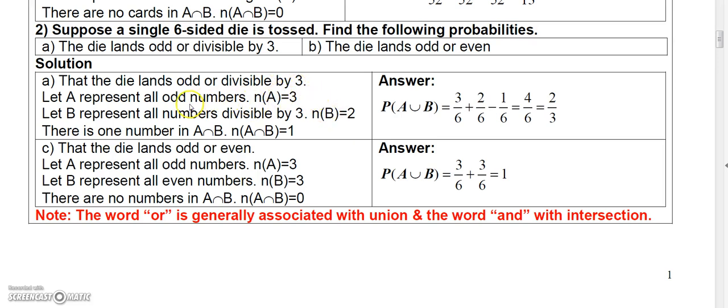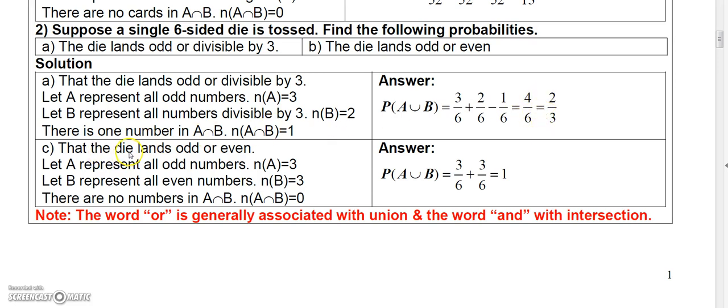Then we want to find how many are odd and divisible by 3. There's only one of those. That would just be the number 3. So the number 3 is the only number we can roll that's both, so we would have one of those. Now the probability of getting A or B, A union B, would be the probability of A, which is 3 out of 6, plus the probability of B, which is 2 out of 6, minus the probability of the intersection, which is 1 out of 6, and this is 4/6 or 2/3.